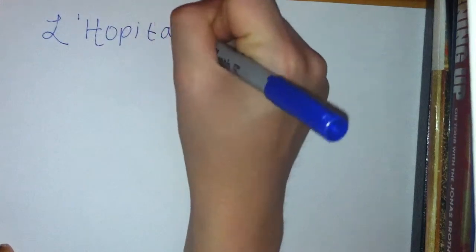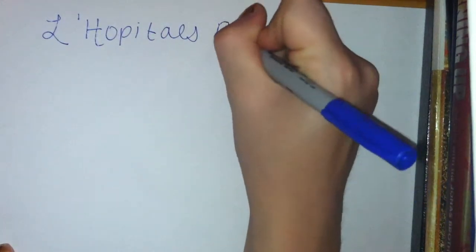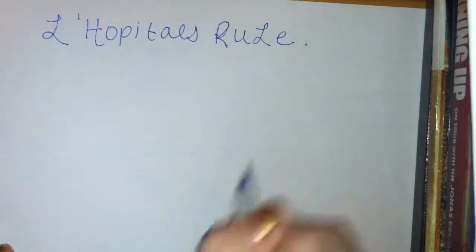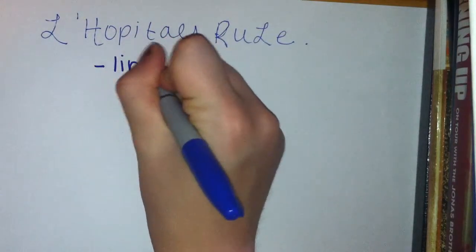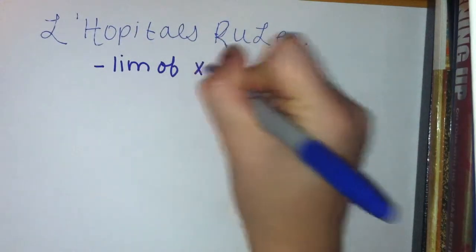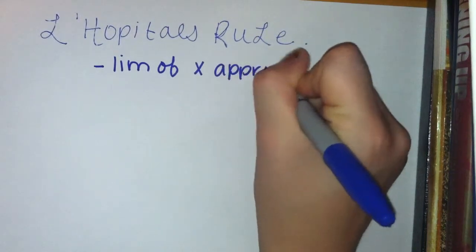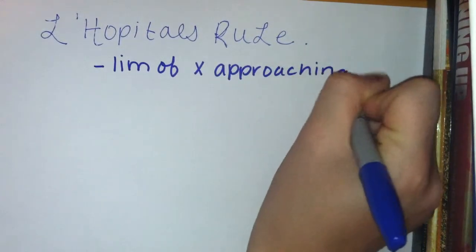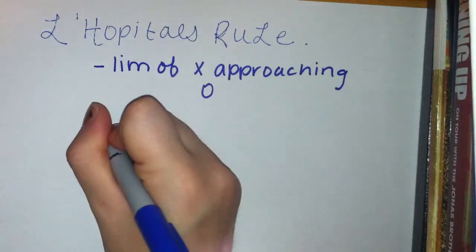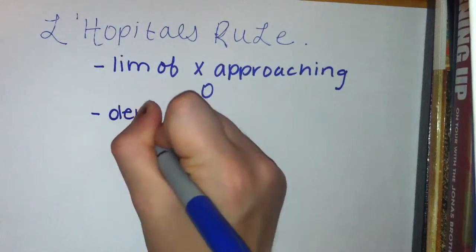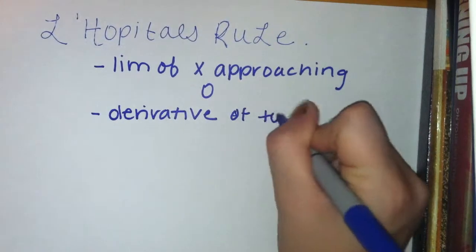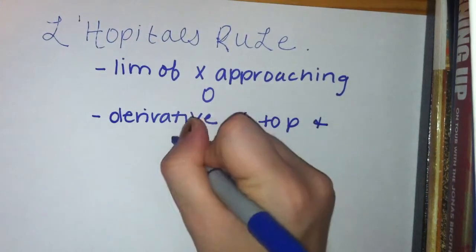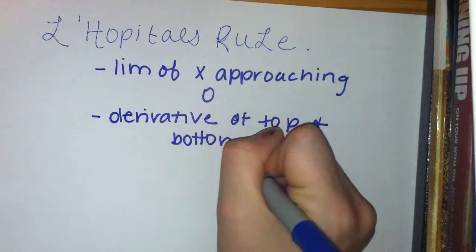Let's see. But first, let's learn about L'Hopital's rule. The guidelines to L'Hopital's rule are, if a limit of x is approaching 0, you can rewrite the limit by taking the derivative of both the top and the bottom of the original limit.